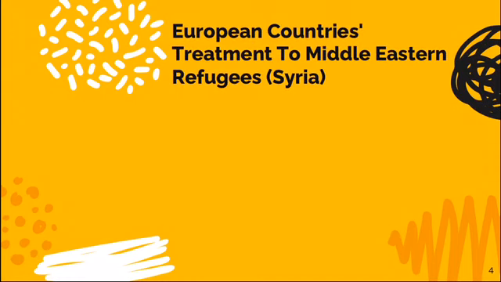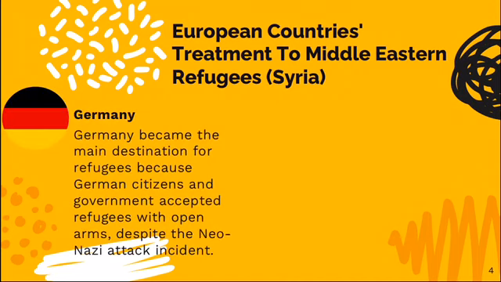So next is the European countries' treatment of Syrian refugees. There are many countries with various treatments, but here we're just going to discuss two countries. The first country is Germany. Germany became the main destination for refugees because German citizens and the government accepted refugees with open arms, despite neo-Nazi attack incidents. Germany has won worldwide praise amid an assessment of how quickly European values are collapsing under the pressure of the refugee crisis. The German Chancellor gave no room at all to extreme right actions against the presence of refugees and political asylum seekers.